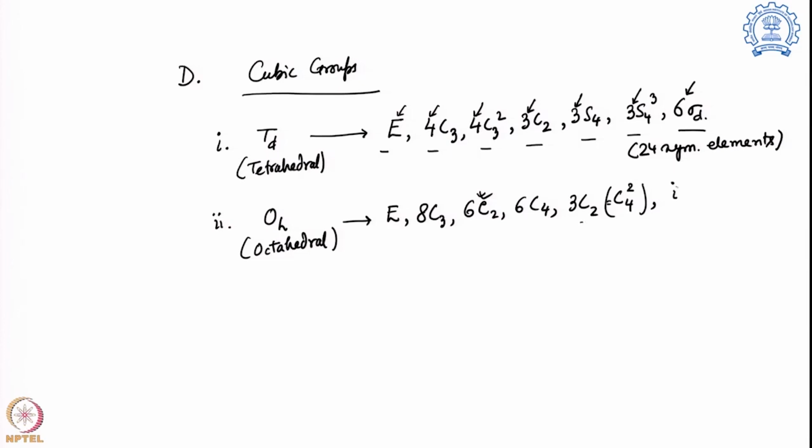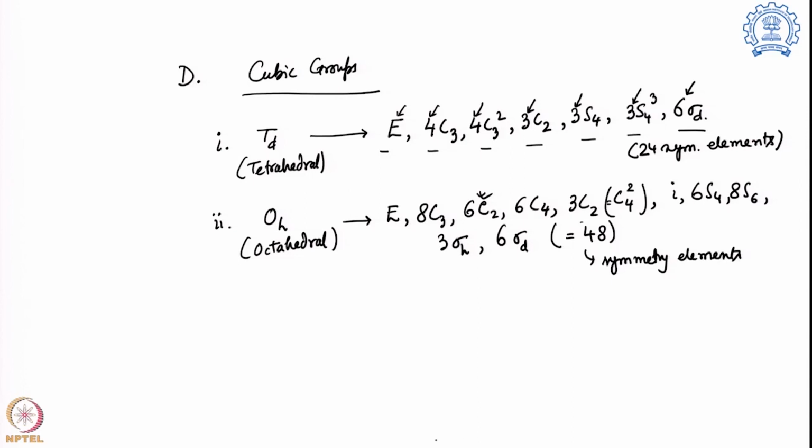Then you have a center of symmetry i, you have 6 S4, 8 S6, 3 sigma H planes present and 6 sigma Ds present over there. Altogether if you count it out, you will find it has 48 total symmetry elements, which is a huge number even compared to the tetrahedral point group. So, you can say the octahedral point group is even more symmetric than tetrahedral. So, these are the different groups present.